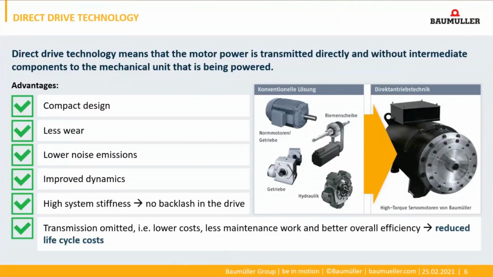We have improved dynamics. We have a high system stiffness, so that means no backlash in the drive, and the transmission is omitted. For example, we have lower costs, less maintenance work, and a better overall efficiency. So all in all, reduced life cycle costs. And this brings me to the next few slides where I have a calculation example.